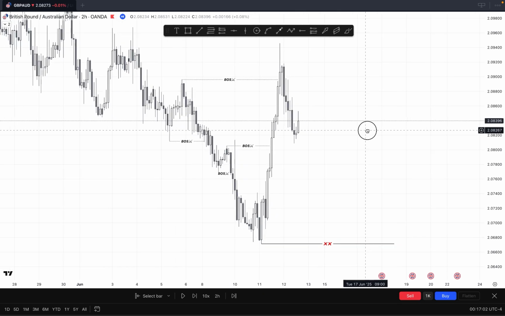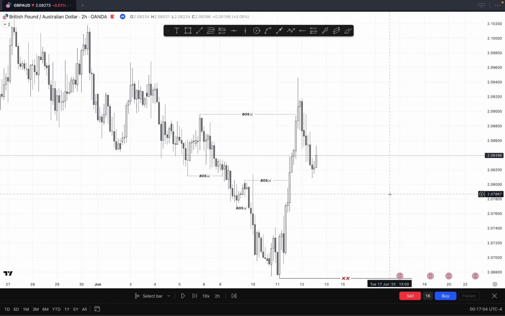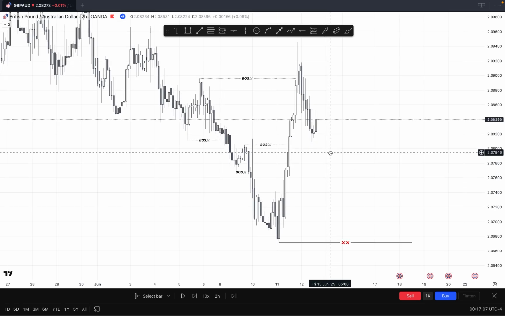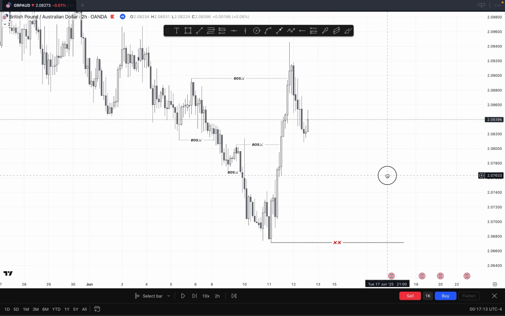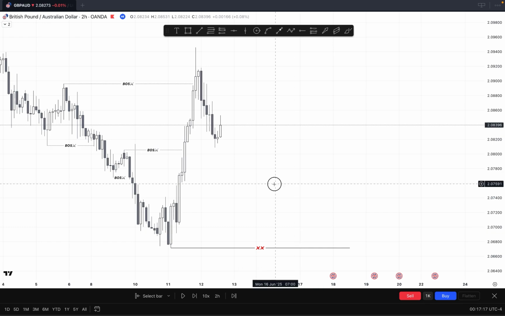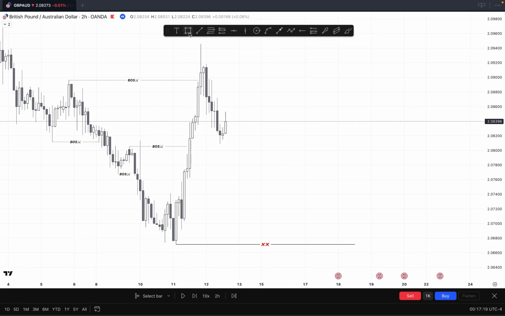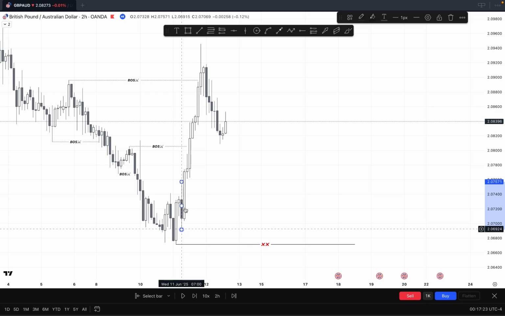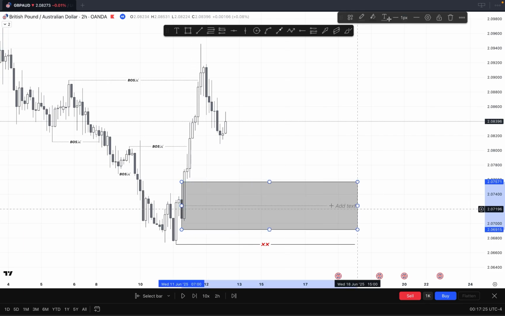Alright, so we got the sell side liquidity. So what are we looking for? We're looking for buys, the breaker structure to the upside. Alright, so let's see what we have. So this is the order block here on the 2 hour. Let's see what's happening on the 15-minute.